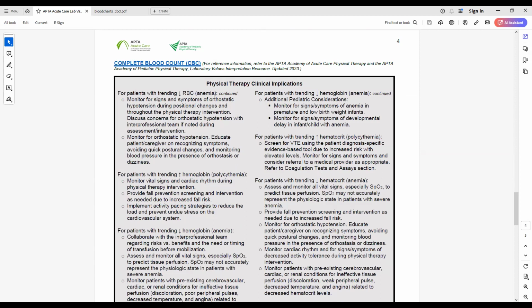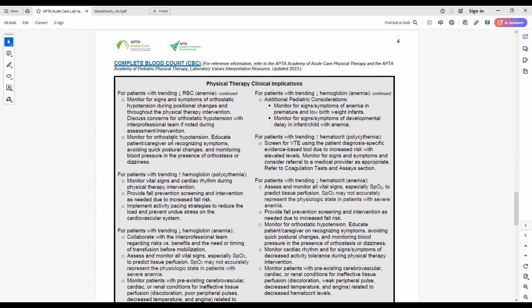For patients with reduced RBCs or anemia, monitor for signs and symptoms of orthostatic hypotension during positional changes and throughout the physical therapy intervention. Discuss concerns for orthostatic hypotension, especially during transfers and bed mobility and so on, with the interprofessional team if noted during assessment or intervention. Monitor for orthostatic hypotension, and educate the patient and caregiver on recognizing symptoms and avoiding quick postural changes.